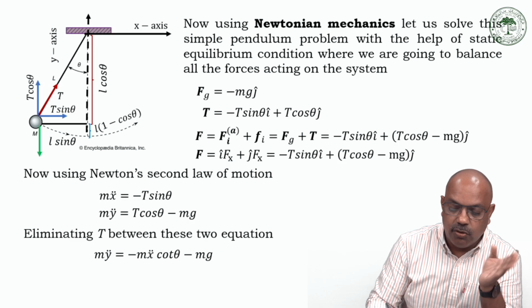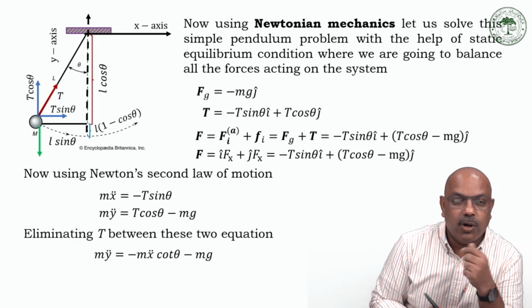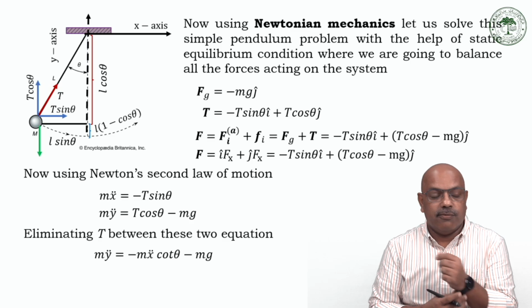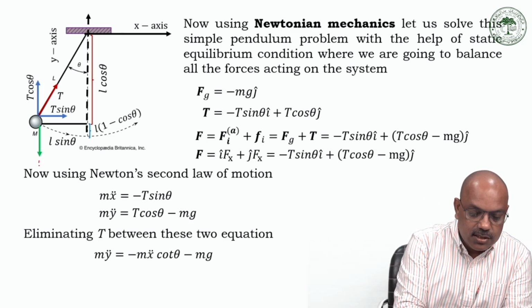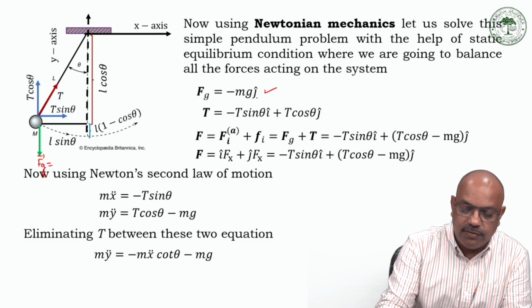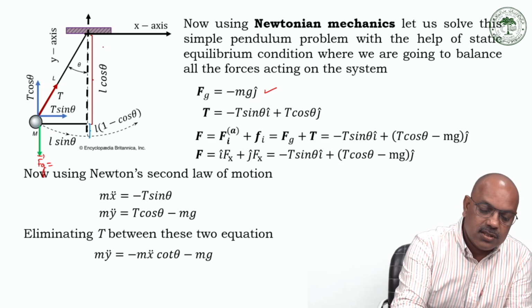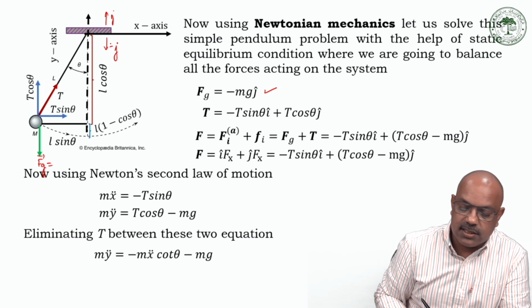where we are going to balance all the forces acting on the system. So first let's try to look into what kind of forces are acting on the system. First is this, my Fg, which is because of m, and the direction of it is minus j, because this is plus j and this is minus j, the y axis.